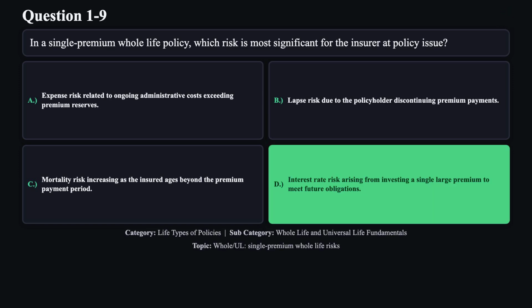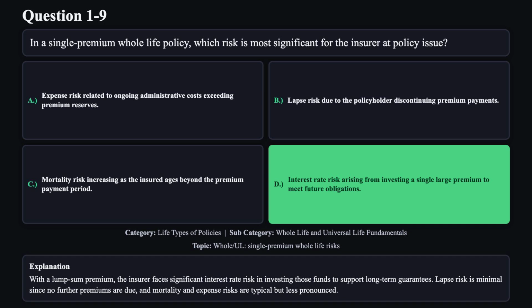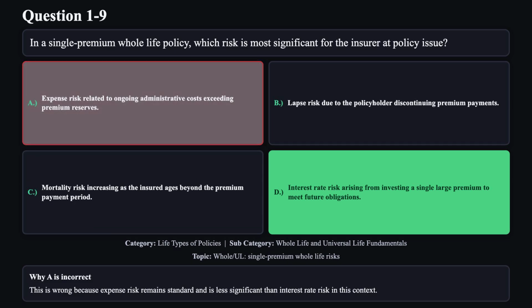The correct answer is D. With a lump sum premium, the insurer faces significant interest rate risk in investing those funds to support long-term guarantees. Lapse risk is minimal since no further premiums are due, and mortality and expense risks are typical but less pronounced. Reason A is not correct. This is wrong because expense risk remains standard and is less significant than interest rate risk in this context.